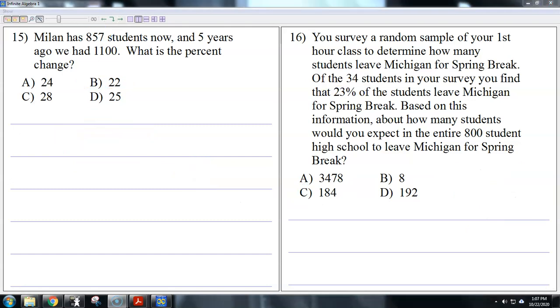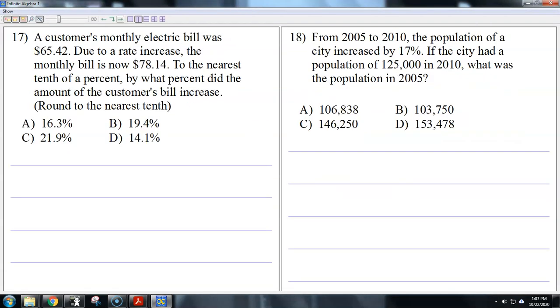All right. Let's see what we got left here. Number 17 and 18. So number 17, electric bill was $65.42. Due to an increase, so it went up, it is now $78.14. So we had some sort of an increase. What was the percent increase?